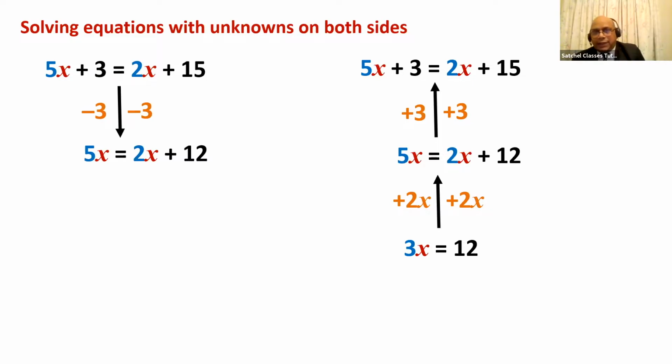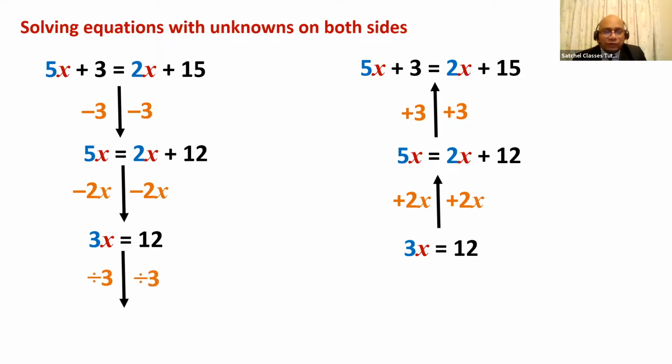Then if you look at the right, the first thing that we did was adding 2x on both sides of the equation. So the inverse of that is subtracting 2x from both sides of the equation. So if I subtract 2x from both sides, the left-hand side will be left with 3x and the right-hand side will be left with 12. And there you go. We arrived at the same simple one-step equation, which is 3x equals 12. From this point, we just have to divide by 3 on both sides and we get x equals 4. So that was as easy as that.